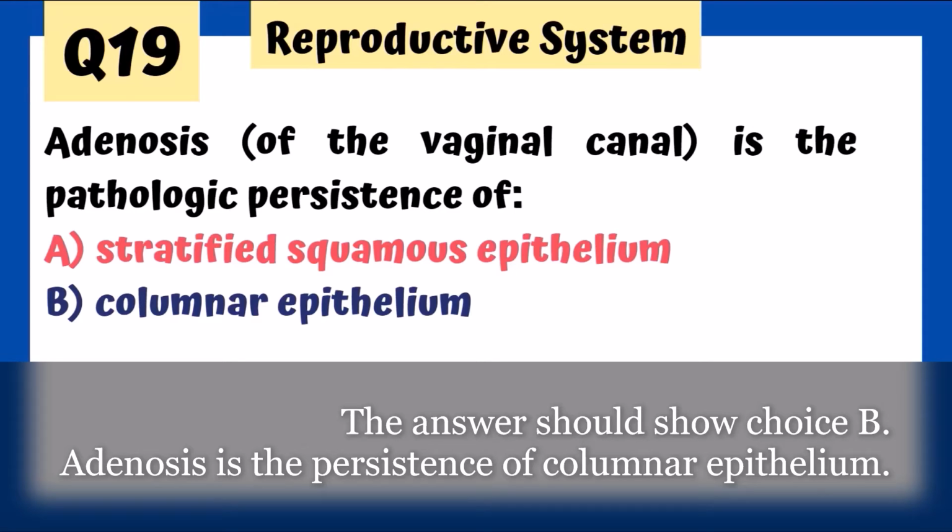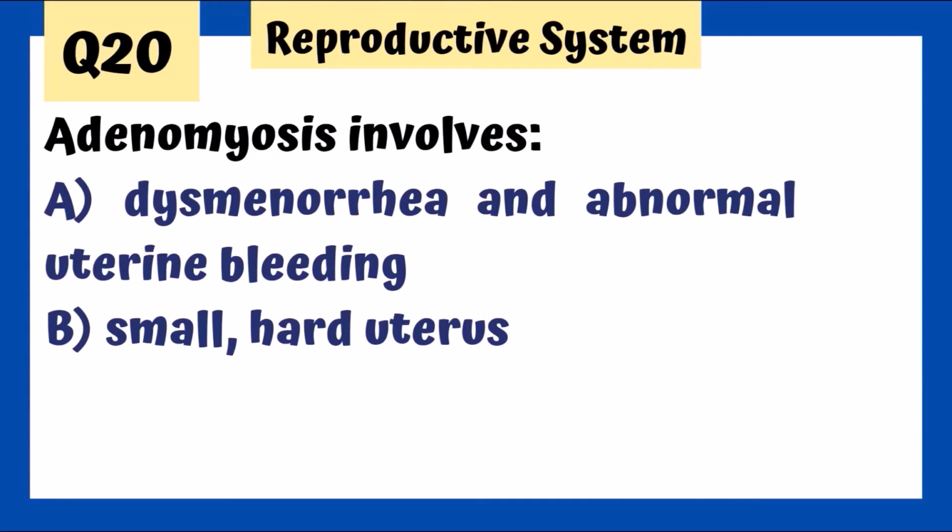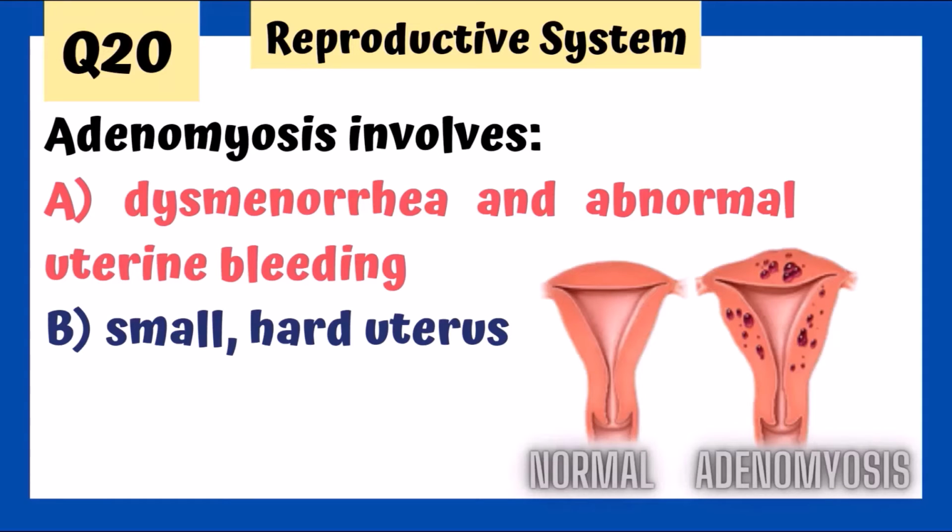Adenosis is the persistence of the upper 2/3 with columnar epithelium, and as we spoke about before, this is associated with DES exposure. Question 20, adenomyosis involves, this is dysmenorrhea and abnormal uterine bleeding. That's what we find. We find dysmenorrhea and abnormal uterine bleeding. We don't see a small uterus, we see a large uterus. It's getting bigger from the endometrial tissue, which extends into the myometrium, leading to bleeding.